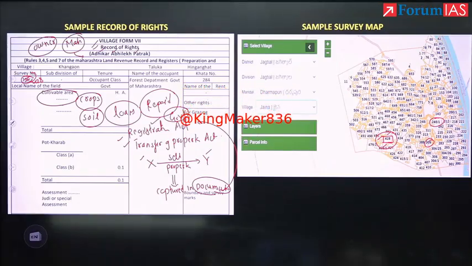Has anyone been involved in a property transaction? I'm not asking whether you have purchased, but you must have gone with your family members for a transaction. Has anyone gone with that? No? You guys are completely in Delhi only, is it? You don't know about the outside world.